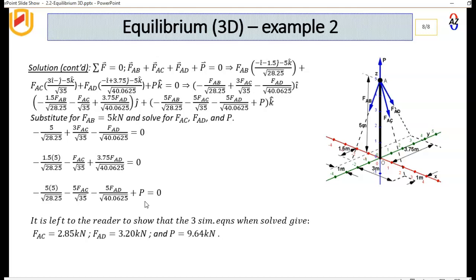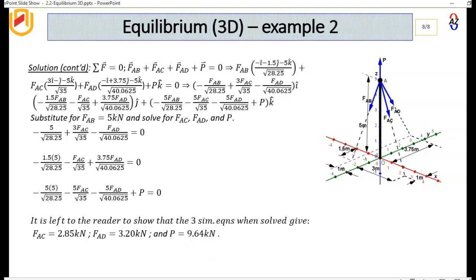You can use Gauss elimination, or you can use a matrix, to invert this matrix. Okay, you can do whatever you want basically. You can use Excel or MATLAB to solve. Okay, and you should be able to find that FAC is 2.85 kilonewtons, FAD is 3.2 kilonewtons, and P is going to be 9.64 kilonewtons. That's it for this segment.